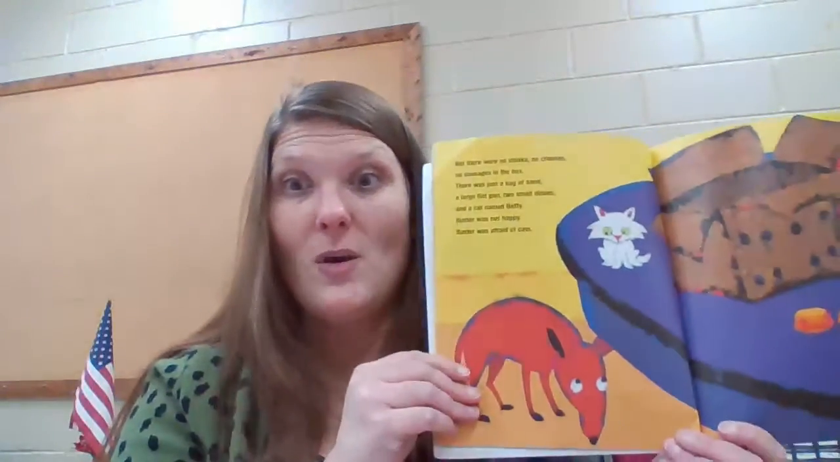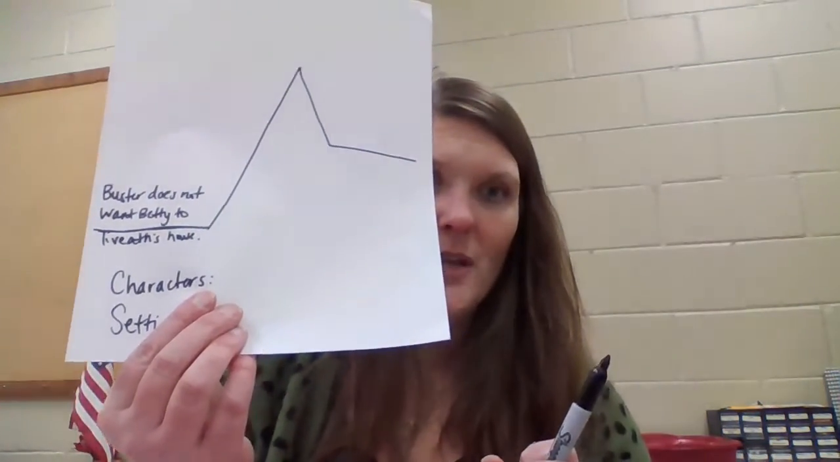Do you know why? Because he does not like cats. He does not like Betty. So on this line right here, I'm going to write that problem down. Buster does not want Betty to live at his house. Do you agree with me that that's the big problem in the story? Give me a thumbs up if you agree. I wrote that down right there. He does not want Betty to live at his house, right?